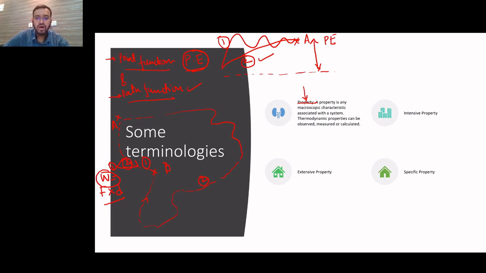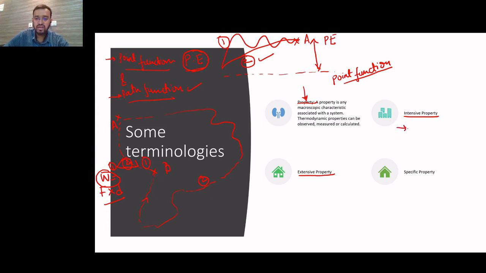Properties are all point functions. Their values do not depend on the path that the system took to attain them. Properties are point functions, they are not path functions. Now, properties can also be classified into something called intensive properties and extensive properties.